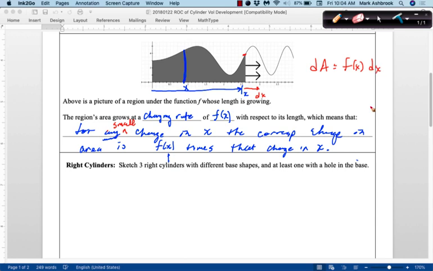But big changes will work for the constant rate, right? It doesn't matter how big your change is; it'll work perfectly. But as soon as that rate is changing, this is only going to work for a small change in x. Okay, any questions on that?